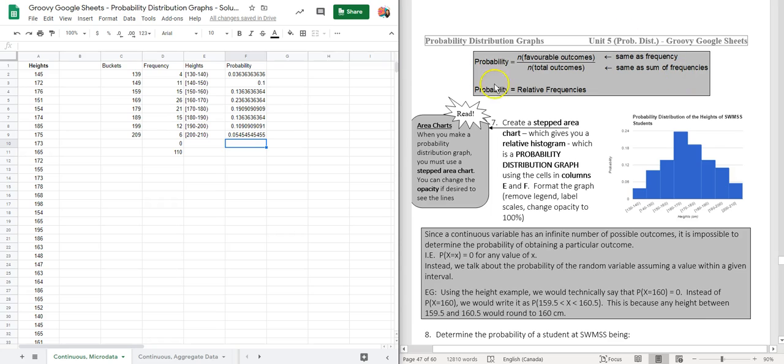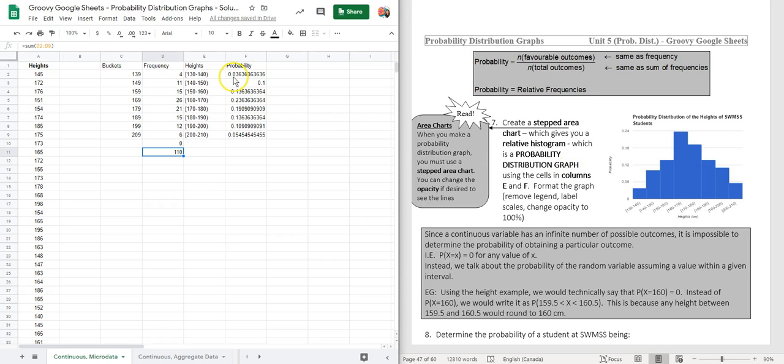So here is just reminding you that relative frequencies from before is the same as probability, because with probability you're taking the favorable number of outcomes, which is just your frequency, and dividing it by the total number of outcomes, which is just the sum of all your frequencies. Now, as soon as you turn it into aggregate data, which means we have a frequency table, you can no longer make a histogram. You have to make what is called an area chart. And we're going to make a stepped area chart. This gives us a relative histogram, and a relative histogram is the same as a probability distribution graph.